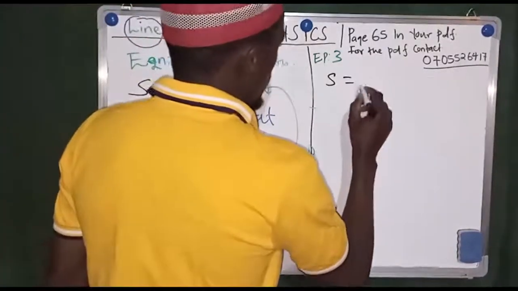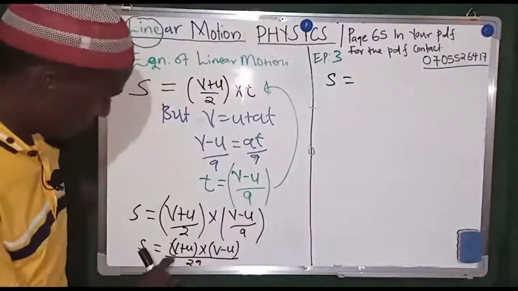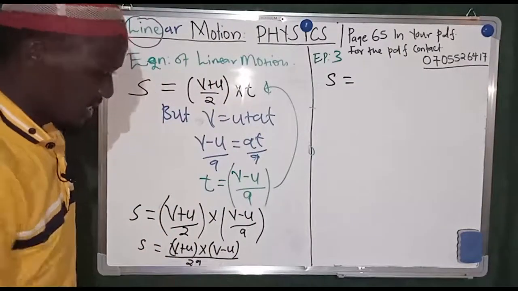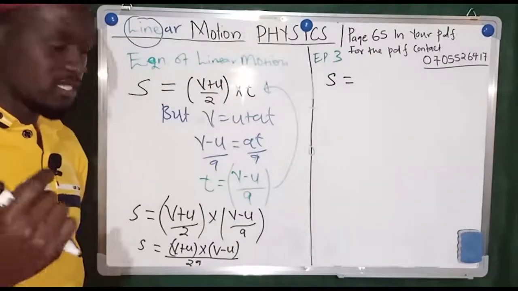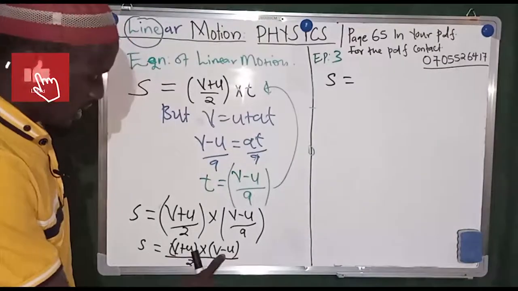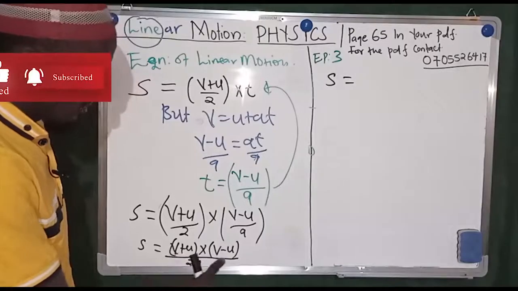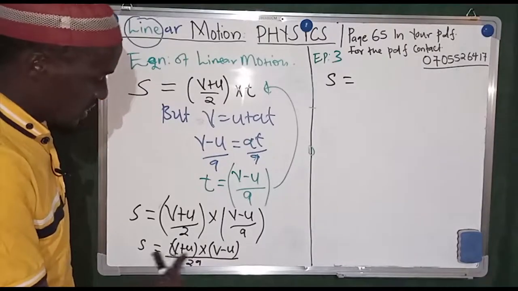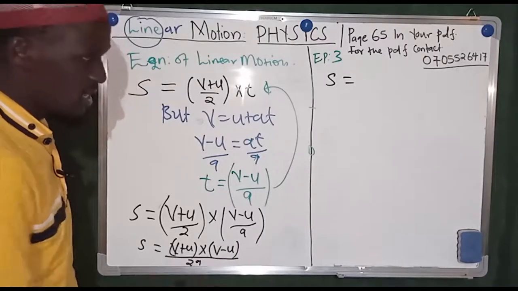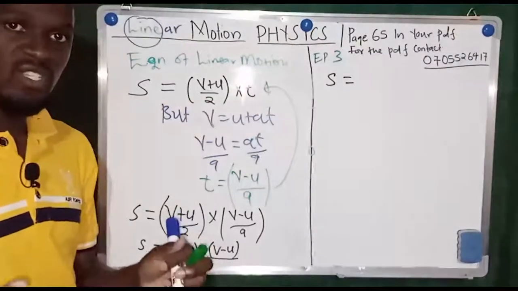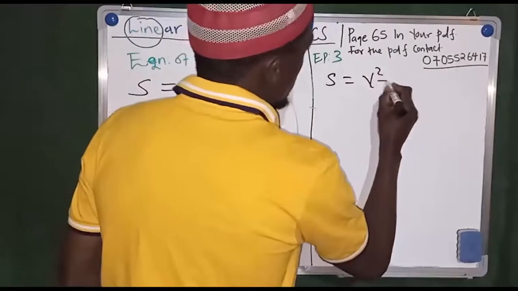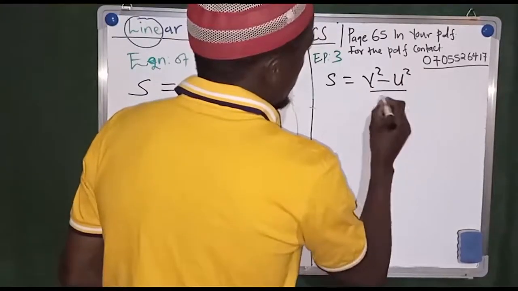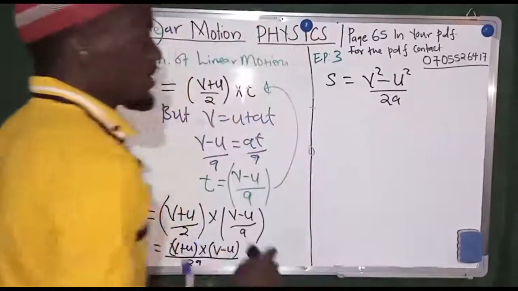So our s will equal to, you remember in mathematics, this is one of the 3 identities. If you have a plus and a minus, or a minus and a plus, where this figure is the same as this and this figure is the same as this, it is called the difference of 2 squares. So our s will be v squared minus u squared divided by 2a. That's what you will get.